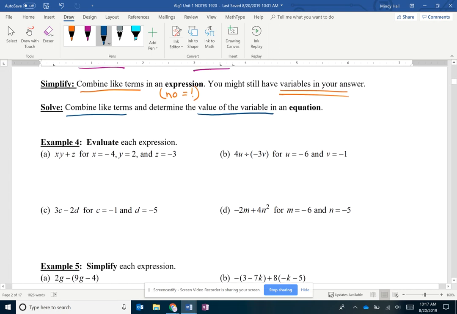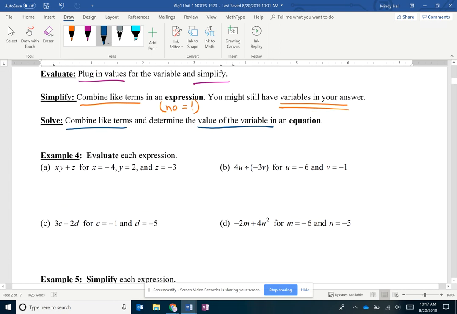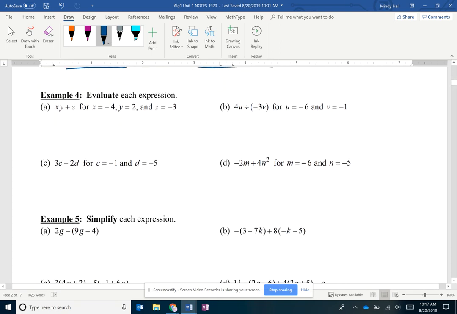So starting with just evaluate, remember evaluate is plugging in and simplifying. So if I have xy plus z, and I know that x is negative 4, y is 2, and z is negative 3, then I'm just going to plug those straight in. So I'm going to say that's blue, and for those of you that are color savvy, you might love this. But we have negative 4 is x, y is 2, and then we have plus z, which is negative 3.